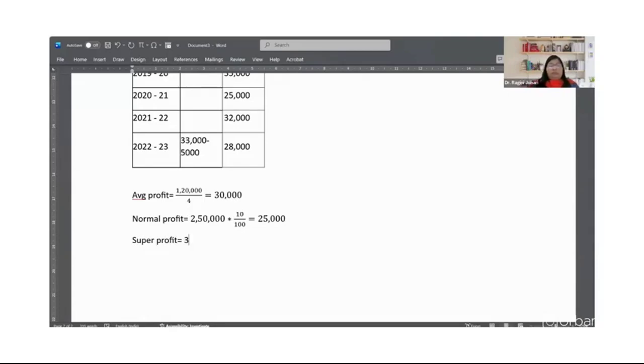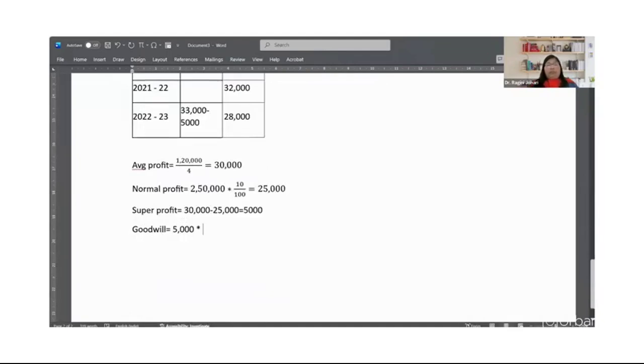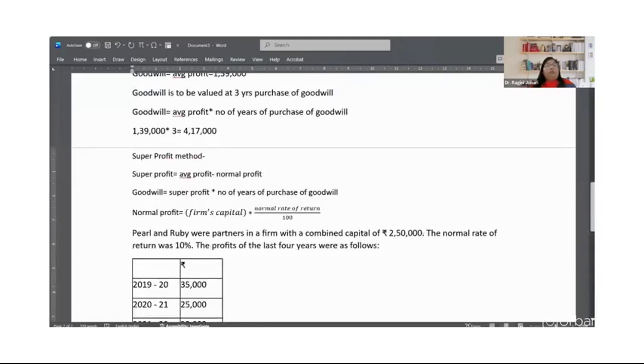Thus, super profit is equal to 30,000 minus 25,000, which comes to 5,000, and goodwill is 5,000 multiplied by 3 years purchase. So this is 3 years. So this becomes 15,000. This is my goodwill calculation using super profit method.